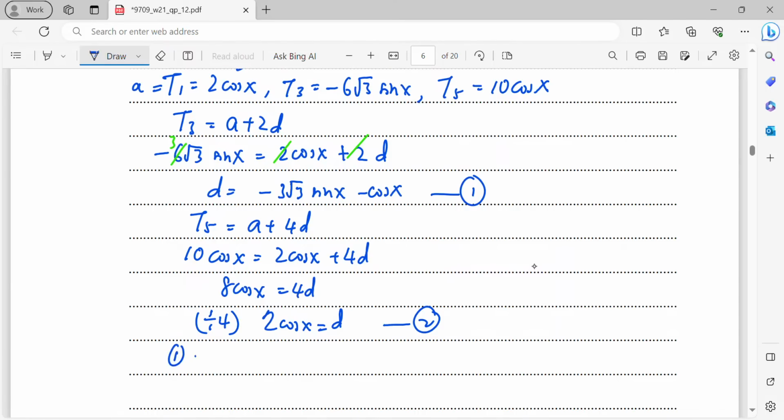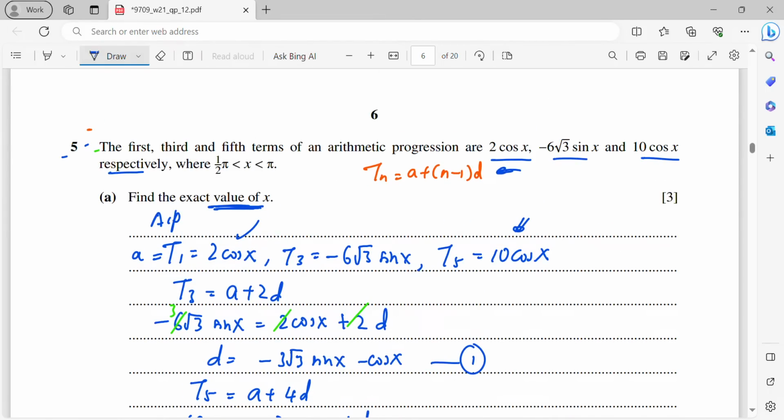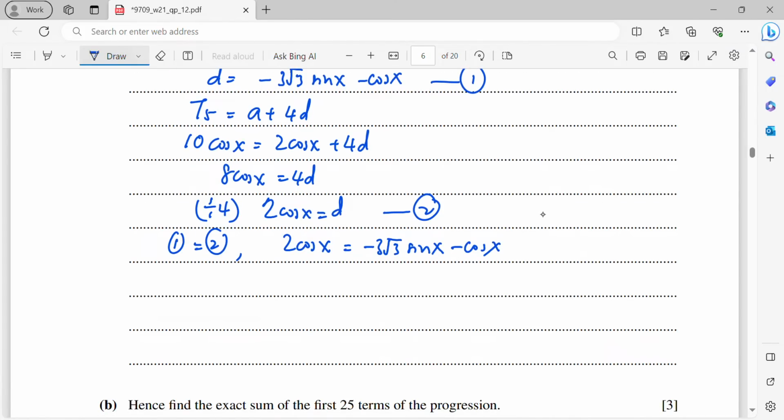So now I will solve first equals to second. So 2 cos x equals negative 3 square root 3 sine x minus cos x. The question says exact value of x. So now the minus cos x will be moved to the left hand side, becomes plus. Then you will get 3 cos x equals negative 3 square root 3 sine x. Then you can divide the whole equation by 3 cos x. So 3 cos x over 3 cos x is 1. Then the negative 3 square root 3.